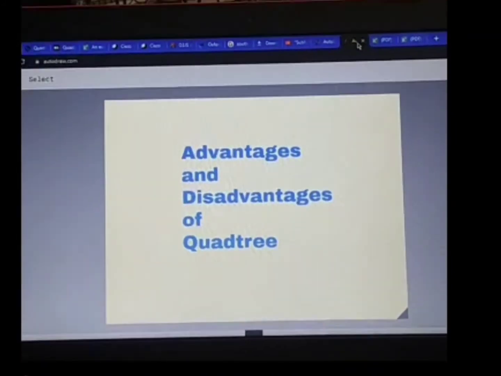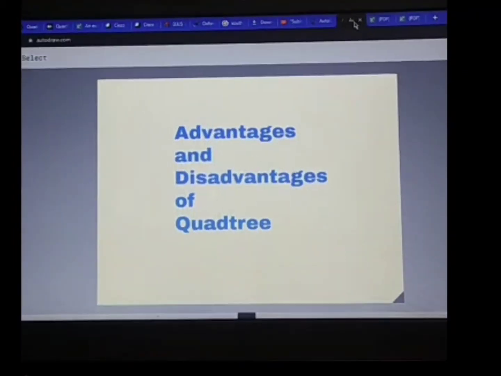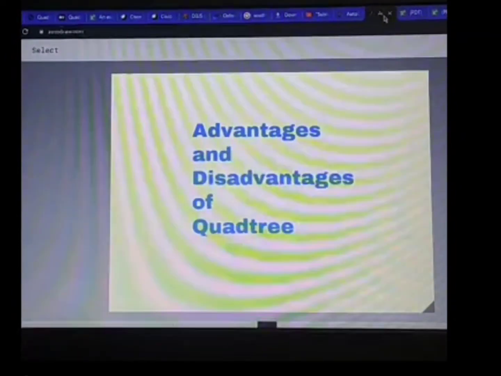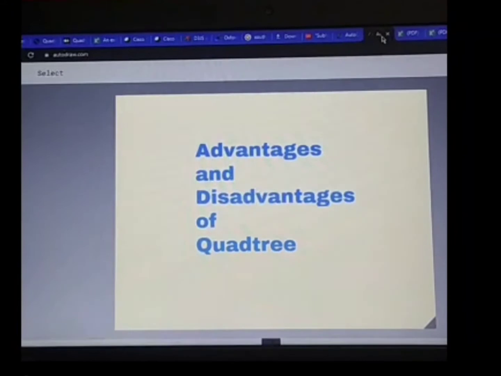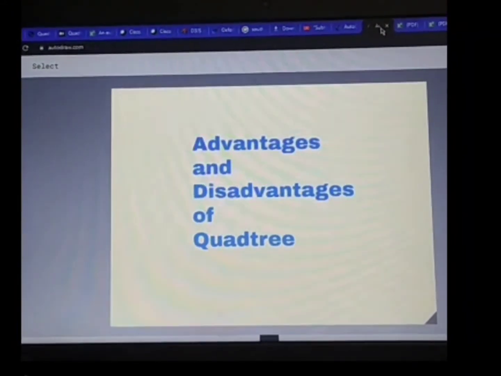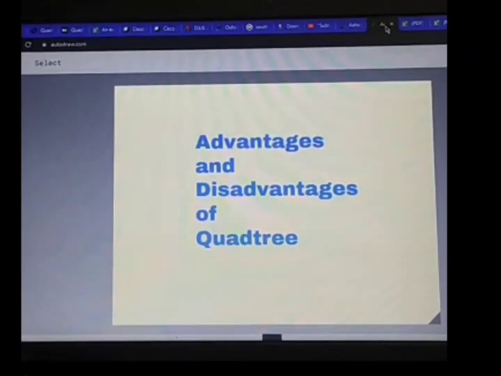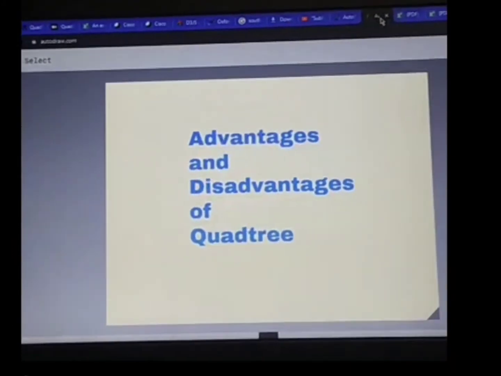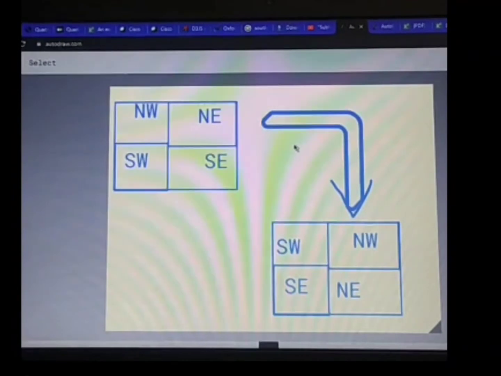Now let's discuss the advantages and disadvantages of the Quadtree. One of the main advantages is that an image can be represented compactly in the form of a Quadtree. You can do all kinds of manipulation like compression and changing the color from black and white to some color and stuff like that. We can also compare two Quadtrees, and in that manner compare two images as well. Another advantage is that we can rotate any image by 90 degrees very easily.